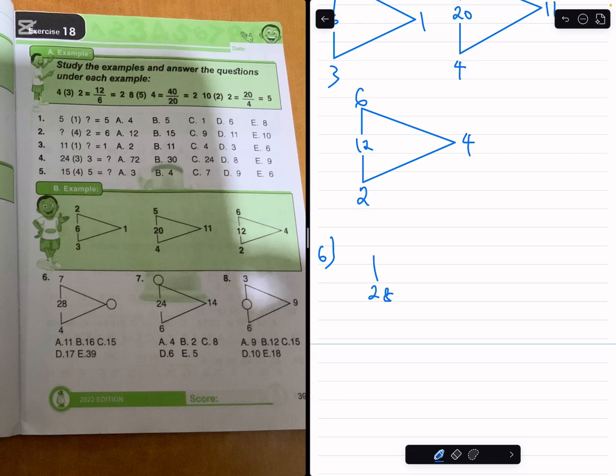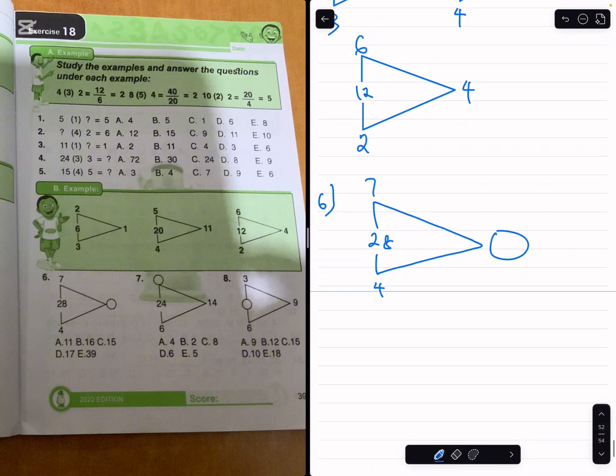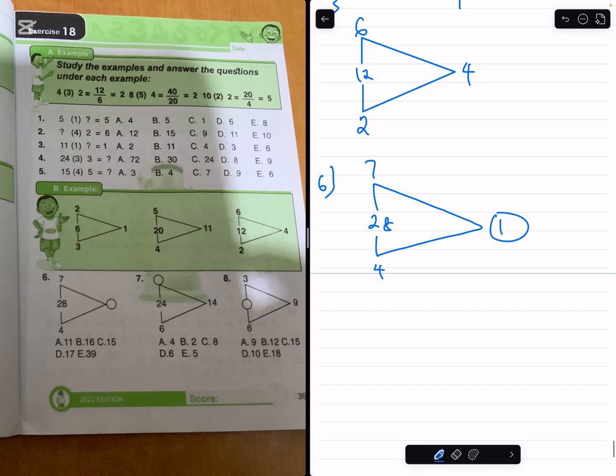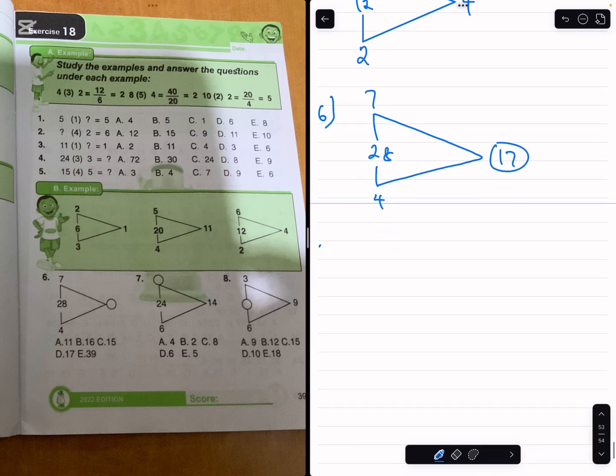28, 4. This number is missing, and this is 7. So we know that 7 plus whatever is here plus 4 will give us 28. So we can just say 7 plus 4, that's 11. And we subtract that from 28 to get this one. 28 minus 11, that's 17. That's 17. Now to number 7.